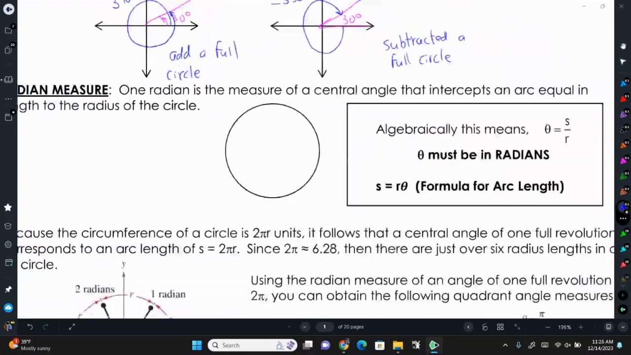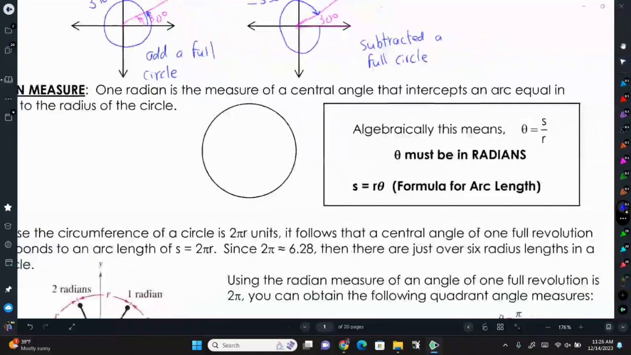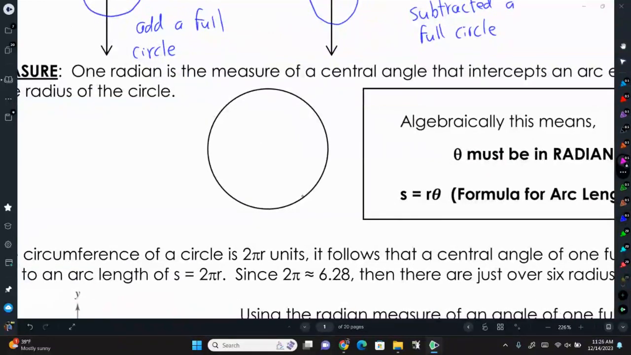Now, a radian measure: 1 radian is the measure of a central angle that intercepts an arc equal to the length of the radius of the circle. So for example, if we have the circle here, we have 2 radii here, and a radian would be whatever angle this is right here, theta, for this arc length right here. And let me do that in red. This arc length right here to be the same length as the radius. That's what a radian is.